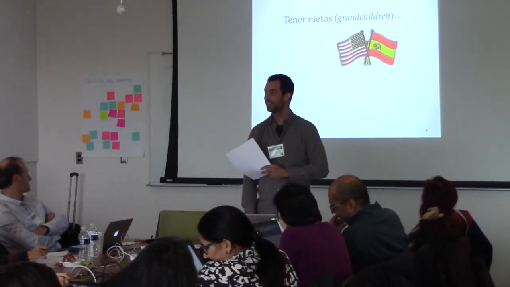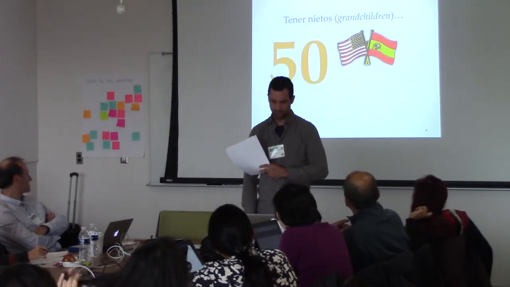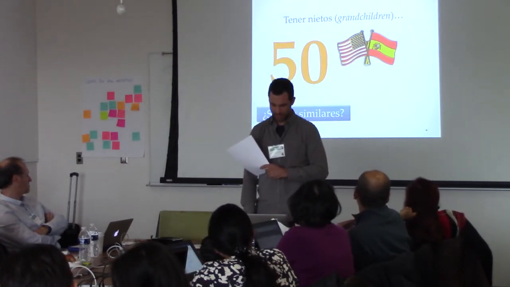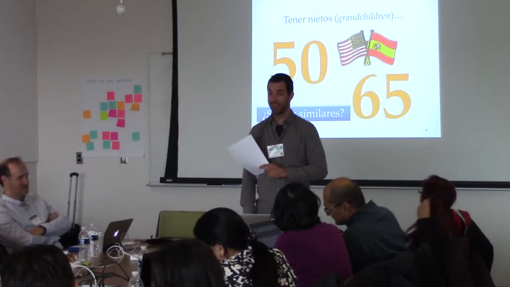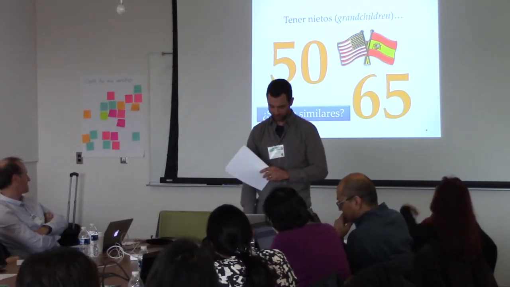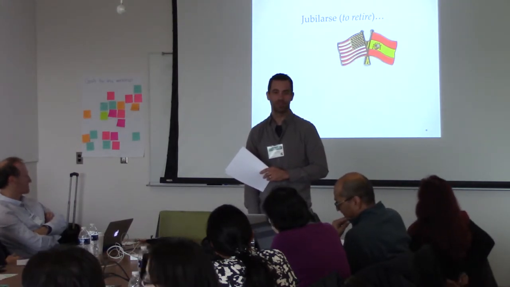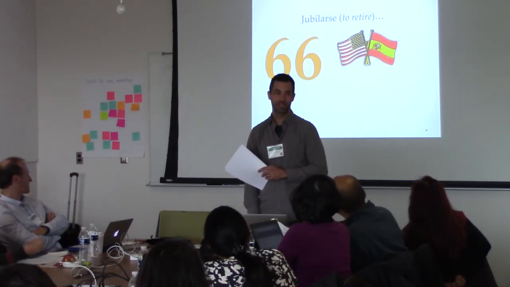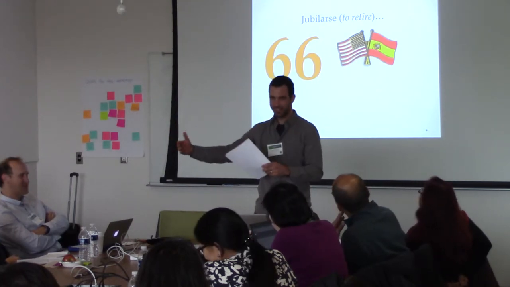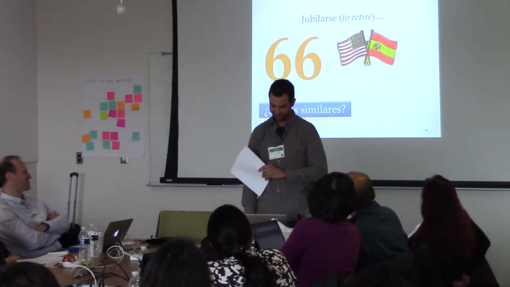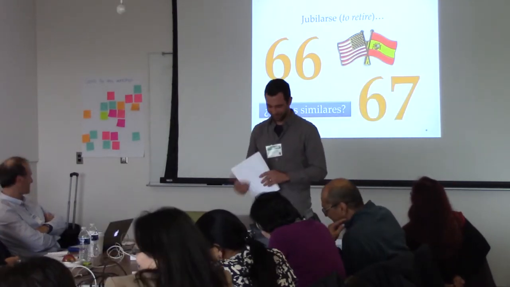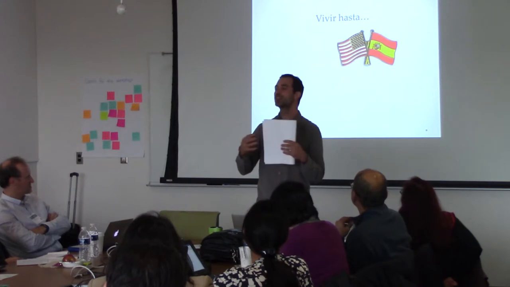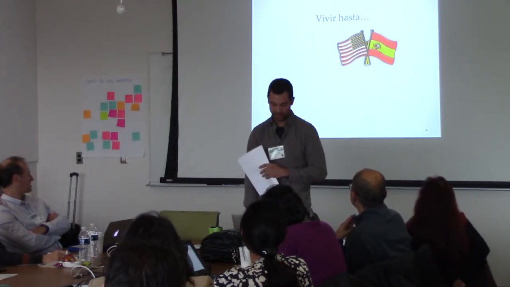Grandchildren? 52. 55, 35, 50. 55. No hurry. To retire. 66. In Spain? 60. So we notice they graduate later, they get married later, they have kids later. They're right on par with retirement, right? Life expectancy, this is an average of men and women. You can obviously, in a class, there's so many things you can tease out here. We're going super fast. 80.